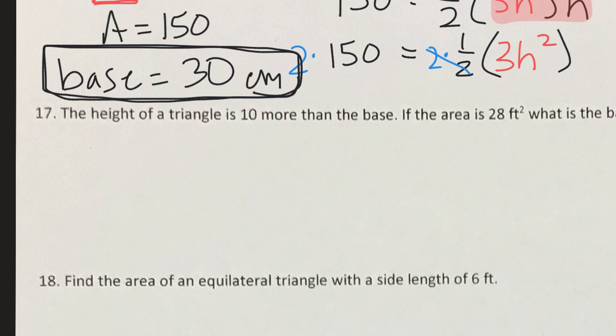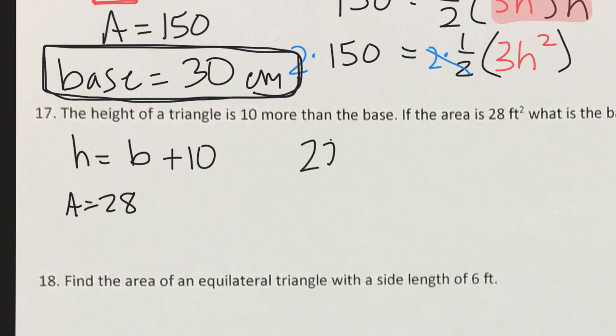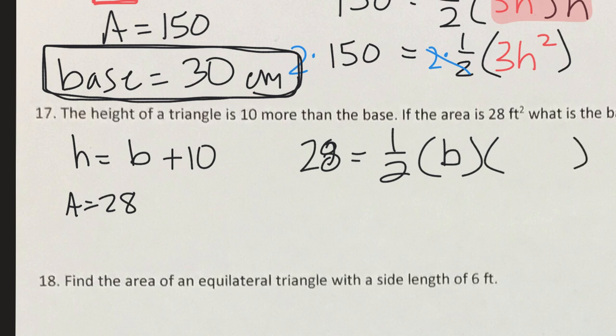But here on number 17, it says the height is 10 more than the base, which is b plus 10. Remember, the variable comes first in all of these algebra problems. B plus 10 or b minus 10 if it was less than. And the area is 28. So let's go into your formula. 28 equals 1/2 of, base stays b, but what does your h become? B plus 10. We replace h in your formula with b plus 10.